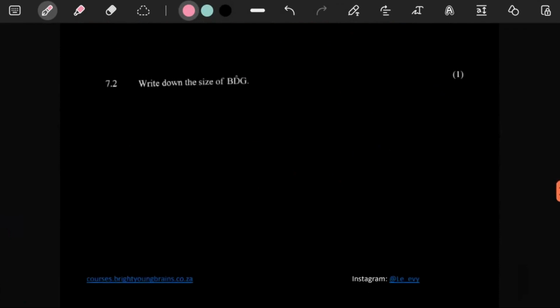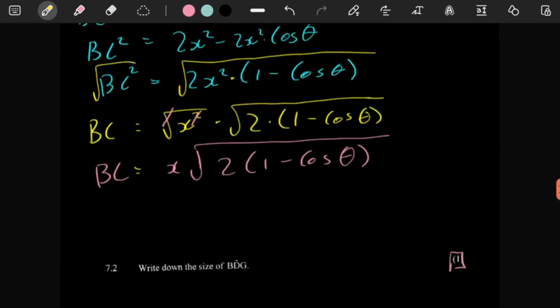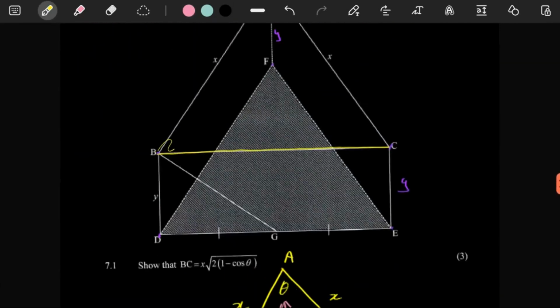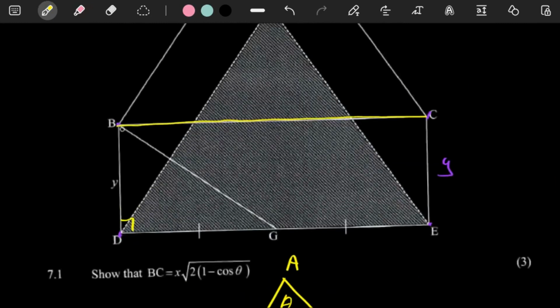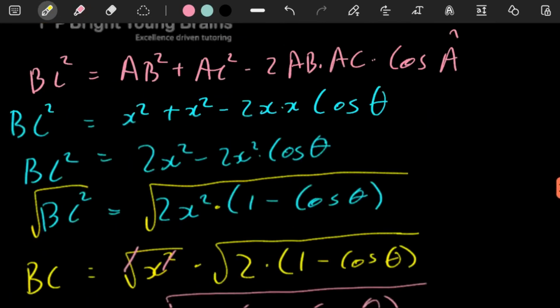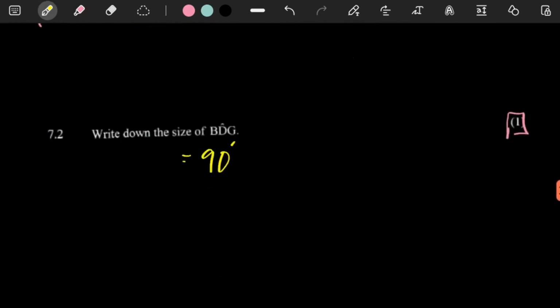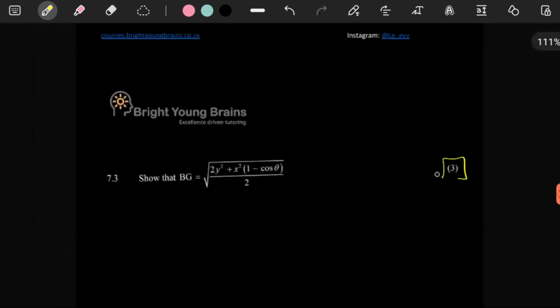For 1 mark, write down the size of BDG. What is BDG? So the size of BDG for 1 mark. Let us be careful. Where is BDG? Well, it's a 90-degree angle, because this is a pole going upwards. This is the ground. All poles always meet the ground at an angle of 90 degrees. That's just logic. That's a 1 mark question.